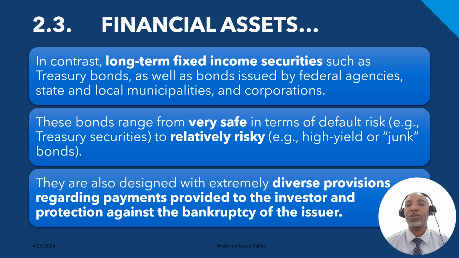as well as bonds issued by federal agencies, states and local municipalities, and also corporations. So these bonds range from very safe in terms of default risk, for example, treasury securities, which we call very safe, to relatively risky securities, which we can also mention as high yield or junk bonds.